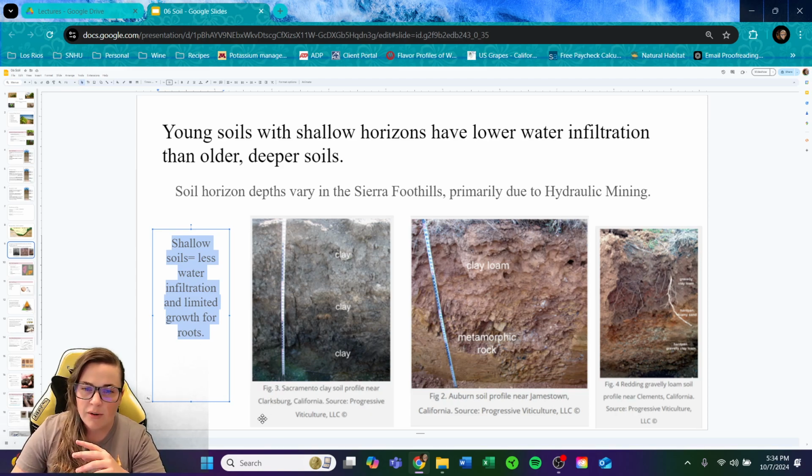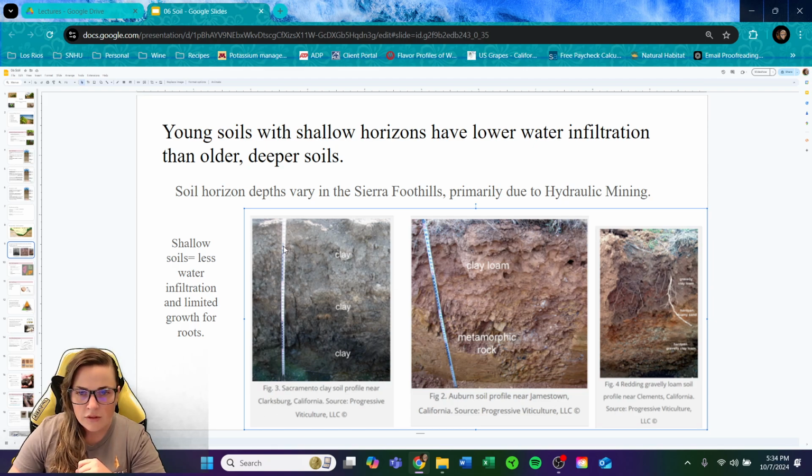right? And here we have a couple different examples of soil horizons and kind of composition across different regions. So this first one, it looks like we have clay, lots of clay, and this is from Sacramento near Clarksburg. And we have a clay loam, straight to metamorphic rock. So the roots can only penetrate so far until they hit straight rock. And this is in Auburn near Jamestown. And then this last one we have Redding, and this is gravelly loam soil, and this is near Clements, California.